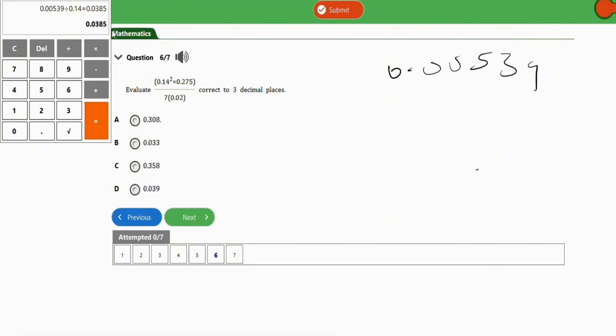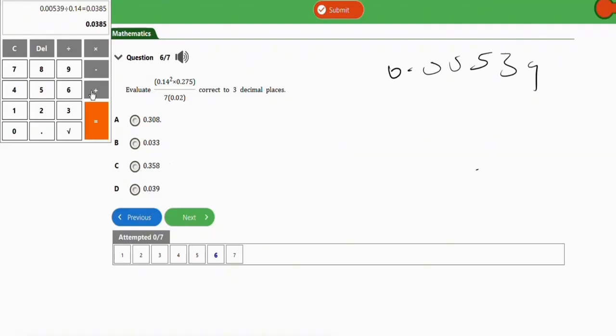So we have to give our answer to three decimal places. This 0 is the first decimal value, this 3 is the second decimal value, this 8 is the third decimal value, the 5 is the fourth one. This 5 is up to 5, so we are going to round it up. So 8 will change to 9. The correct option in this question is option D, which is 0.039. All right, it's as simple as this.